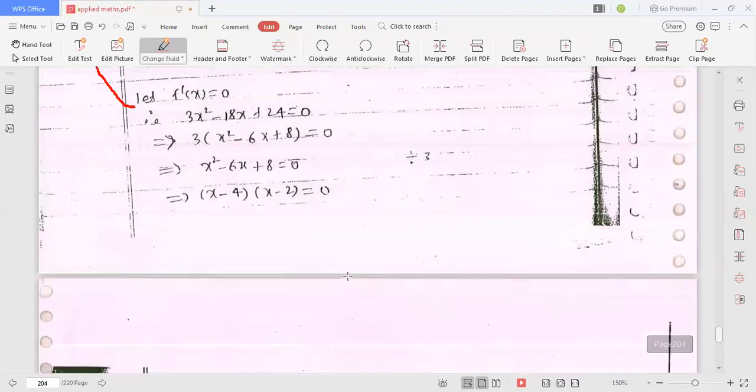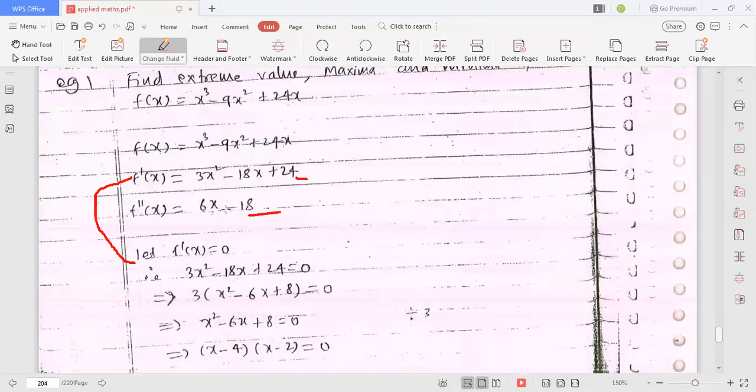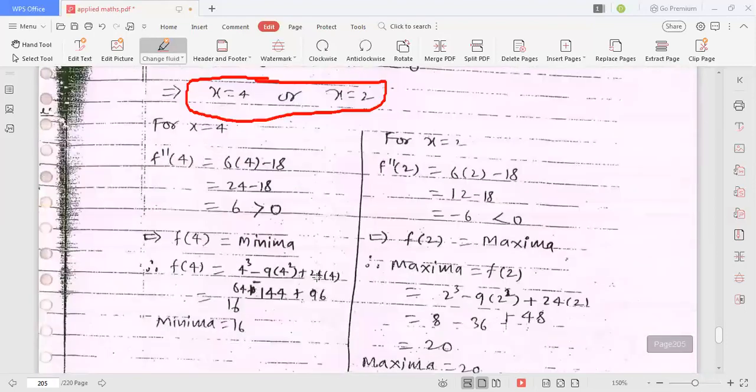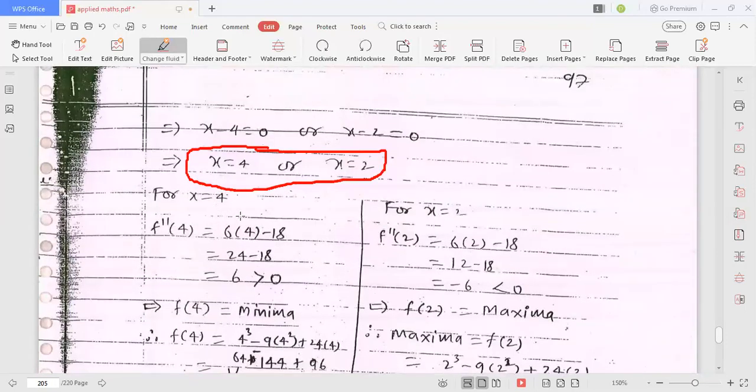So now we have found f double dash x, that is 6x minus 18. Now we are going to put x equal to 4 in 6x minus 18. So it is 6 multiplied by 4 minus 18. 24 minus 18 is 6. So the value is 6, and 6 is greater than 0.